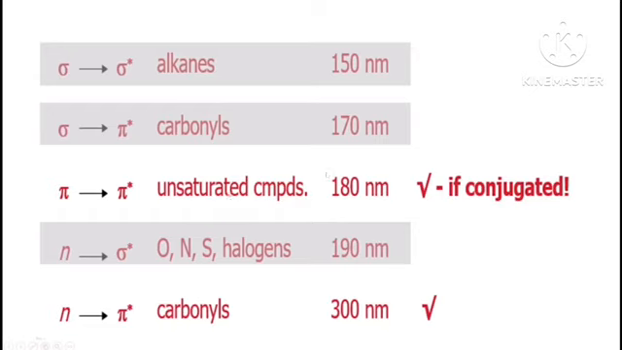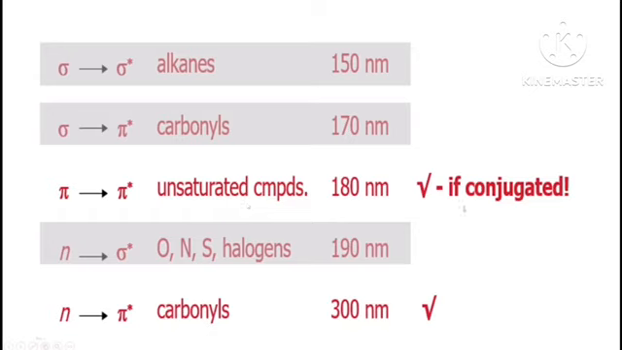Now you ask yourself, why is it that this particular one, the pi to pi star transition that belongs to the unsaturated compounds, which has a wavelength of 180 nanometers, is still observable? It is observable because you can see the condition over here. We say what? If they are conjugated. Conjugation plays an important role in UV visible spectroscopy, and we are going to look at it in subsequent videos. Today I wouldn't want to tackle it because it might bring confusion, but I will definitely tackle it as we proceed.